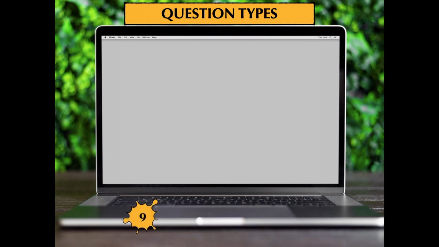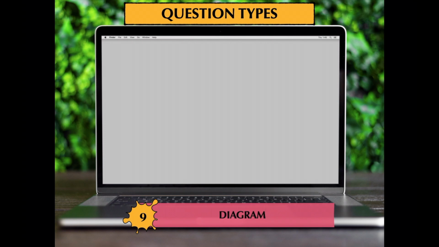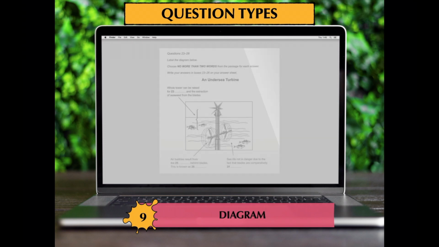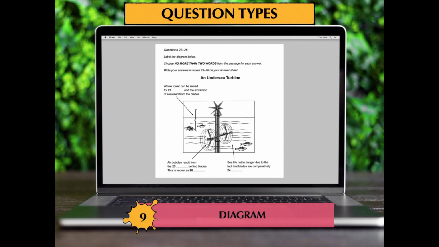After sentence completion type of question, we have the diagram. In diagram, you need to keep in mind that there will be a lot of information that will be provided in the passage related to the diagram, and you will need to paraphrase it and combine all the information given to display the objects that are in the diagram. Have a look.